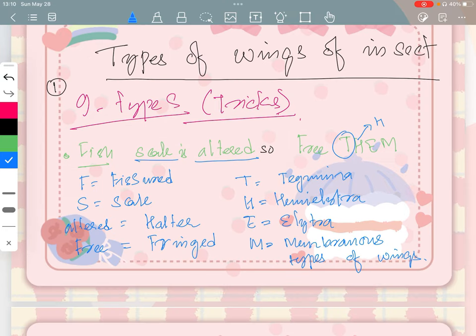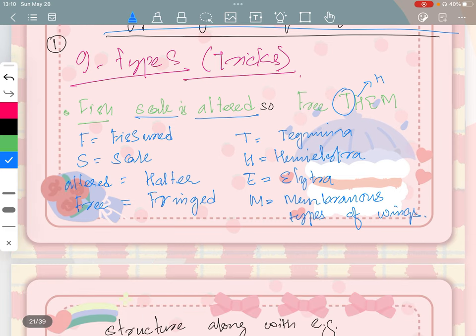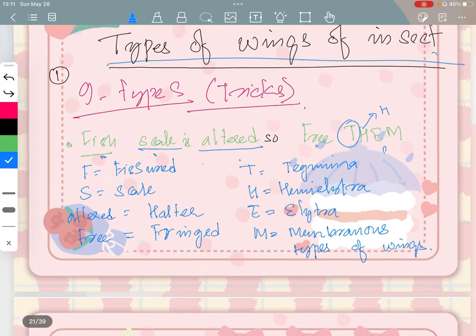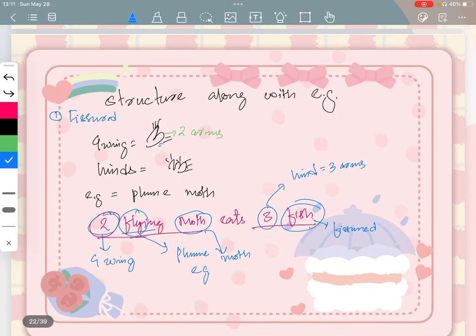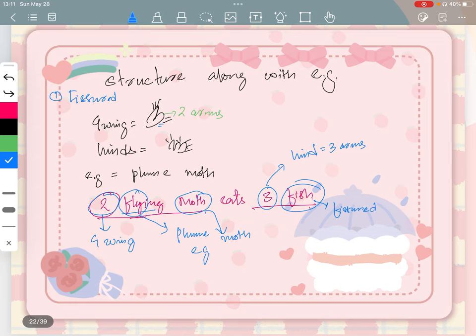So let me revise once more. Types of wings of insects, 9 types. We have pithed, scaled, haltered, pseudo-haltered, fringed, tegmina, elytra, hemi elytra, and membranous. So read them. You can take a screenshot. And then we have the structure modification. Those are pithed.